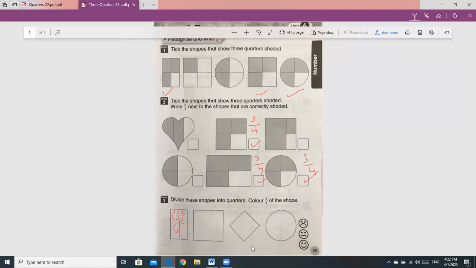Thank you, and I hope that you understand what's meant by quarters. And one last time, quarters means four equal parts, and half means two equal parts. What I take is equal to what I leave.